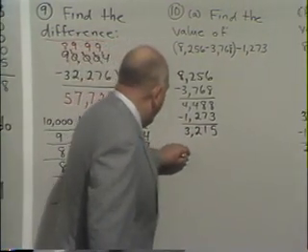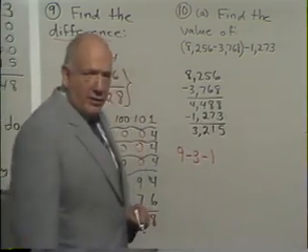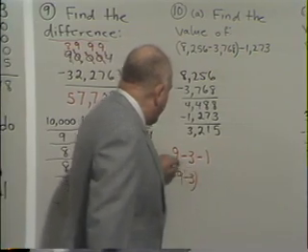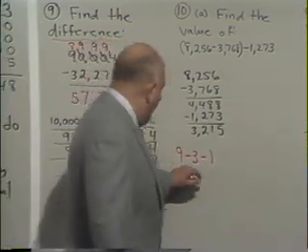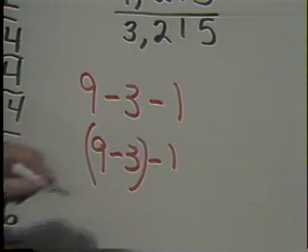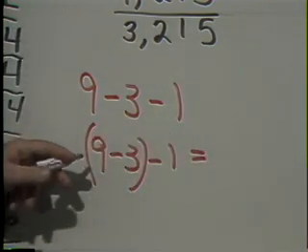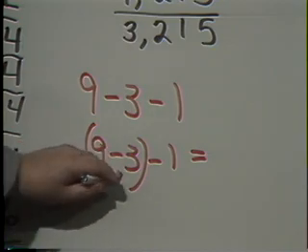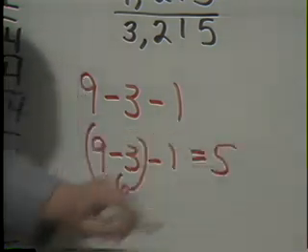Suppose I write down 9 minus 3 minus 1. Look at that. There are 2 ways to group this. I can say first subtract 3 from 9. See, 9 minus 3, take away 1. And remember, in mathematics, everything inside parentheses is one number. So 9 minus 3 is 6. 6 minus 1 is 5.